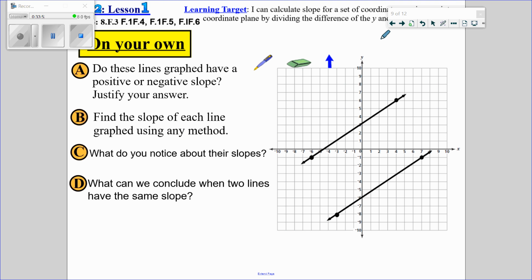On your own, here we go. Do these lines graphed have the positive or negative slope? Justify your answer. All right, do these lines have positive, negative slope?